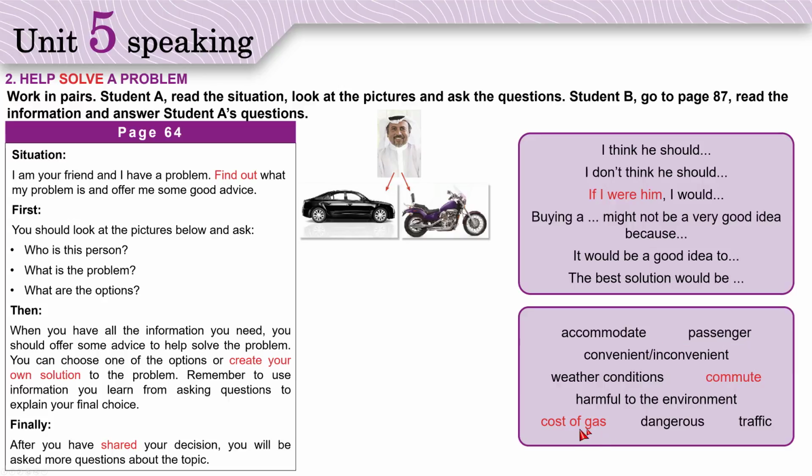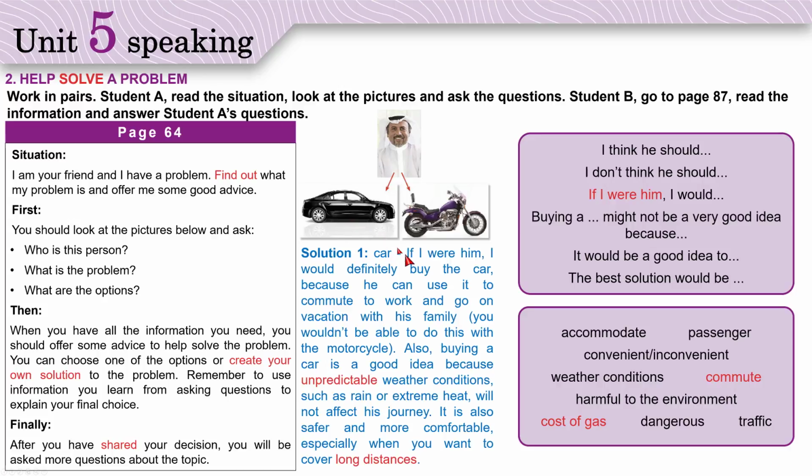Cost of gas, the money you spend on gas, on petrol. Now, if you choose buying a car, then you could say, if I were him, I would definitely buy the car because he can use it to commute to work and go on vacation with his family. You wouldn't be able to do this with the motorcycle. Take your family on a vacation.